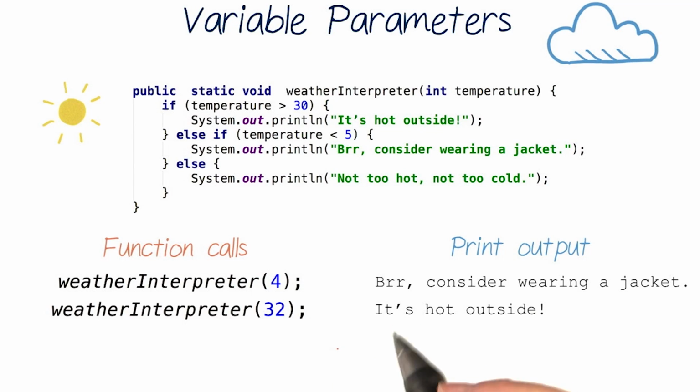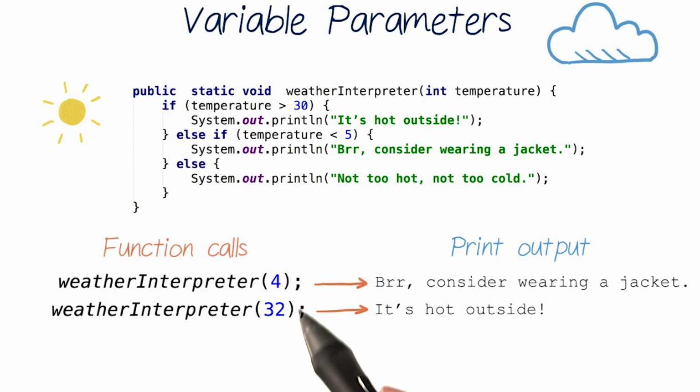We've been passing in argument values directly into our function calls, like for our weather interpreter function, whose definition is here. We've passed in different integer arguments for the temperature, like 4 and 32. And for these function calls, we'll see this print output. "Burr, consider wearing a jacket" for an argument of 4 degrees Celsius, and "it's hot outside" for 32 degrees.